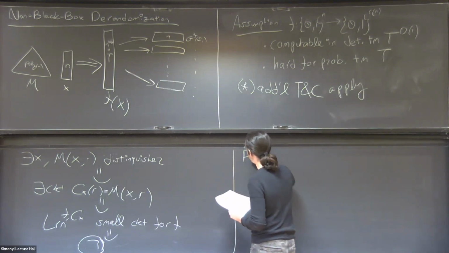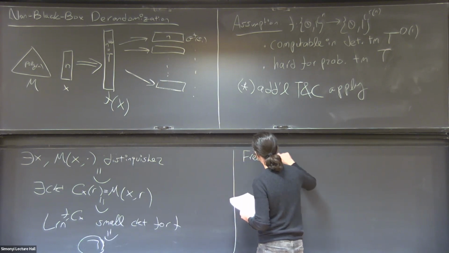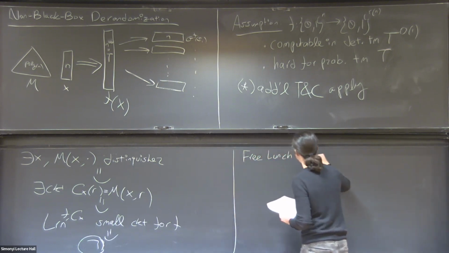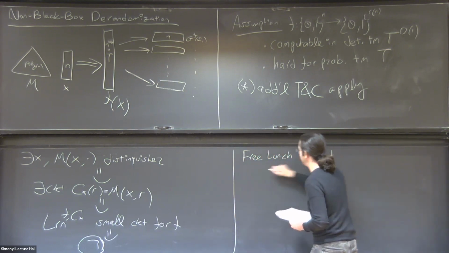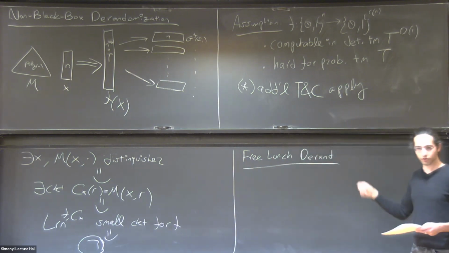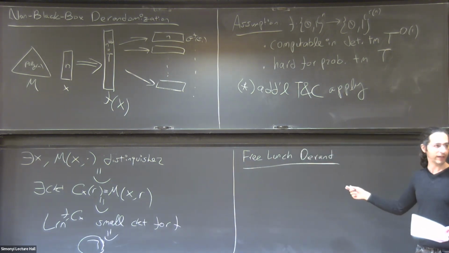Okay, so the first result, which we'll see in the first part, is a free lunch derandomization. This is not a formal statement. This is just me waving my hands a bit.